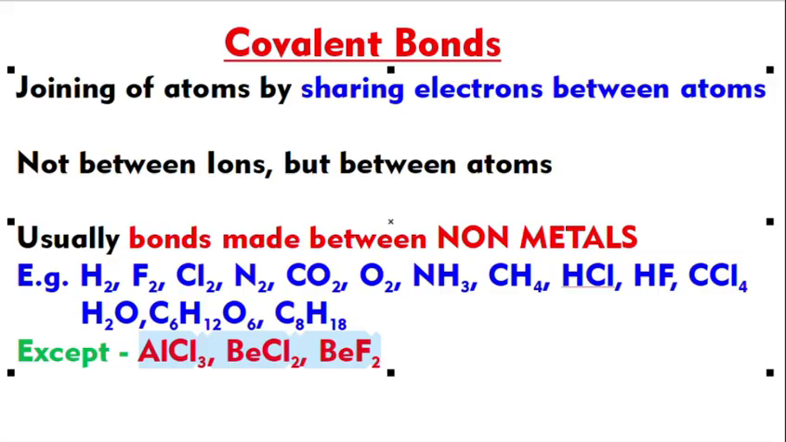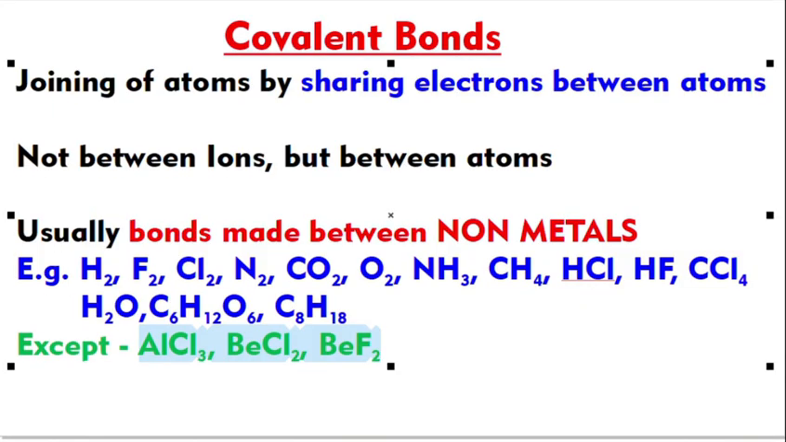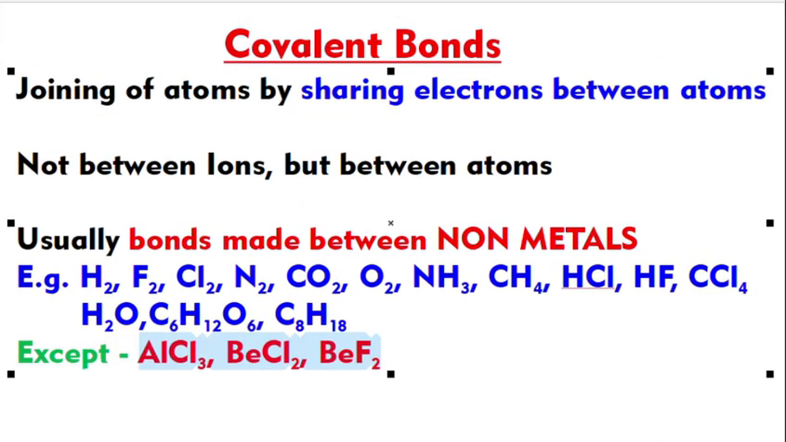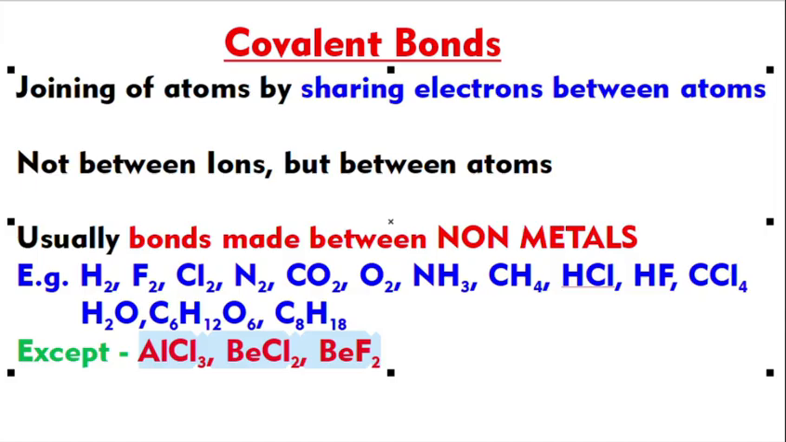That is except aluminium chloride, beryllium chloride and beryllium fluoride. You know that although they are a metal and a non-metal, they still form covalent bonds. Beryllium is a metal, chlorine is a non-metal. Not ionic, but these form covalent bonds. Not all the non-metals form covalent bonds. Most of them do, but except a few. And similarly, not all the metals and non-metals make ionic bonds, but most of the metals and non-metals make ionic bonds except a few.